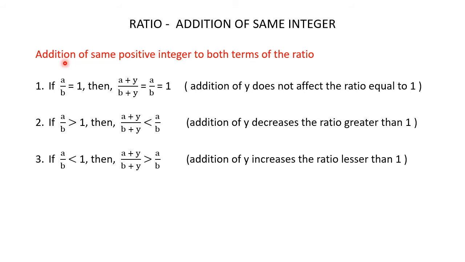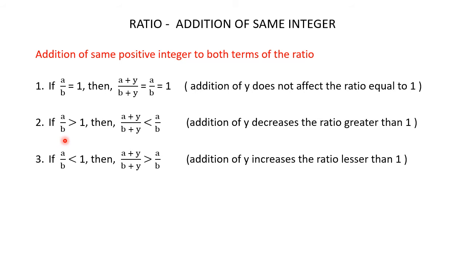Let's learn the effect of addition of the same positive integer to both the terms of the ratio. If A by B is equal to 1, then (A plus Y) divided by (B plus Y) is nothing but A by B, which is equal to 1. So addition of Y does not affect the ratio equal to 1.